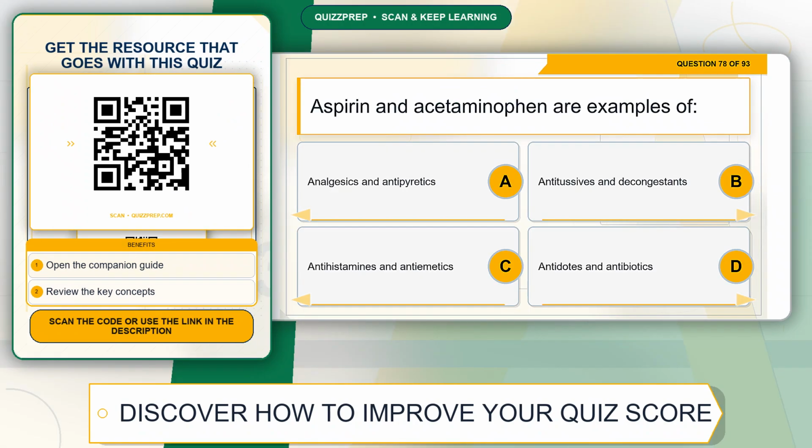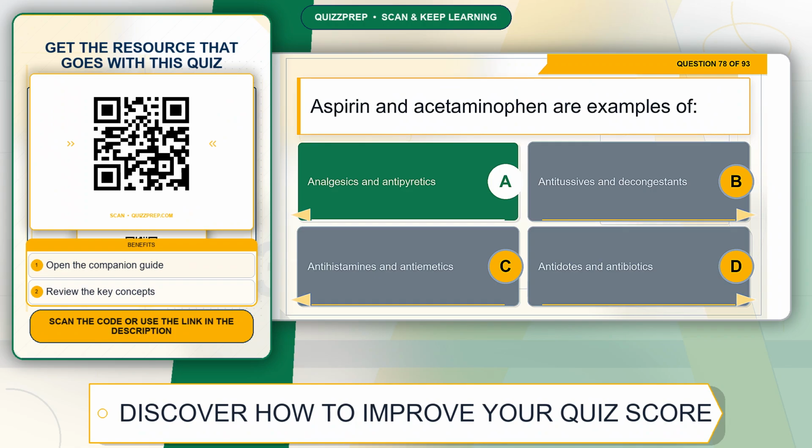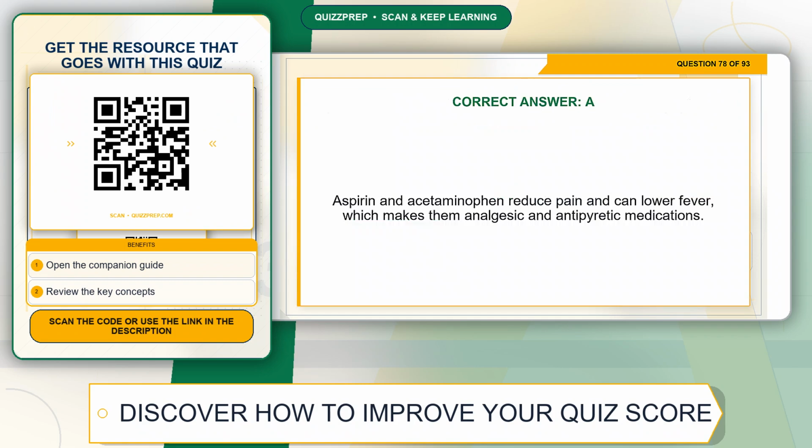Question 78. Aspirin and acetaminophen are examples of: Option A, analgesics and antipyretics. Option B, antitussives and decongestants. Option C, antihistamines and antiemetics. Option D, antidotes and antibiotics. The correct answer is option A, analgesics and antipyretics. Explanation. Aspirin and acetaminophen reduce pain and can lower fever, which makes them analgesic and antipyretic medications.